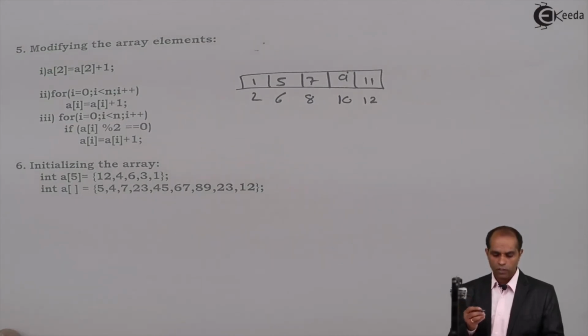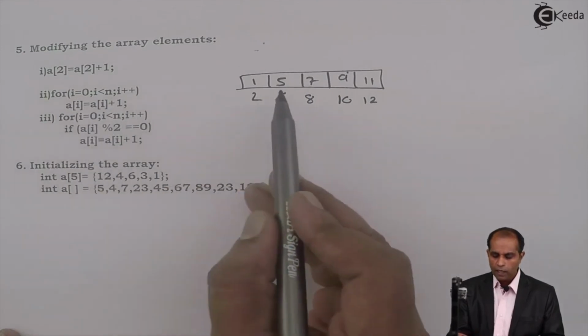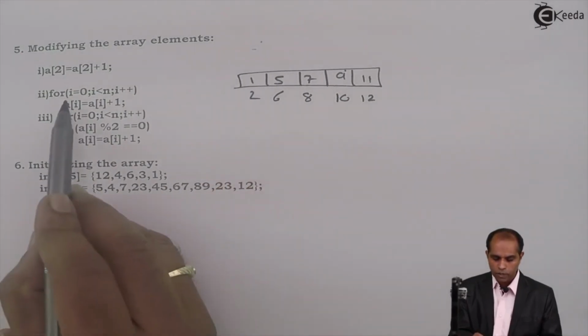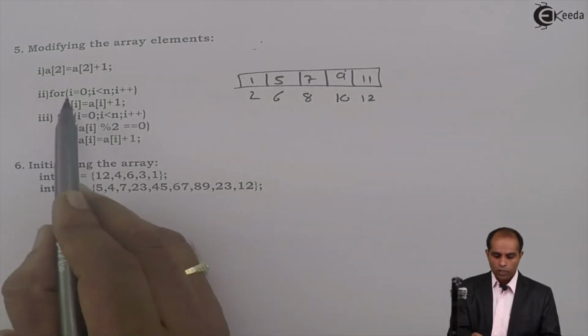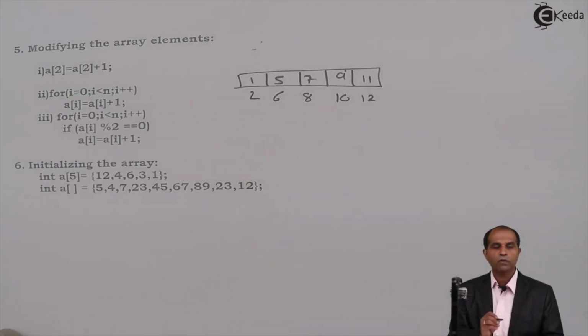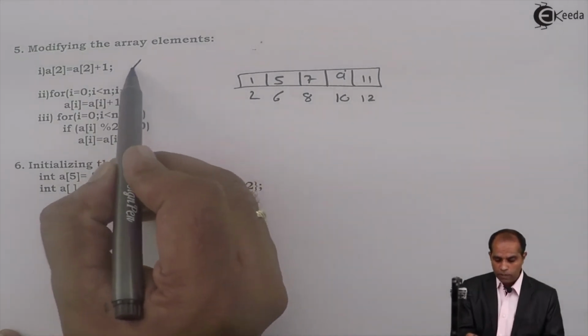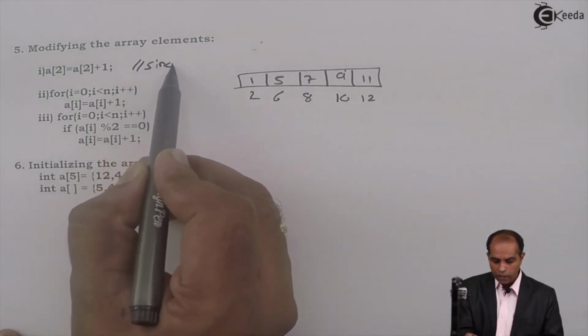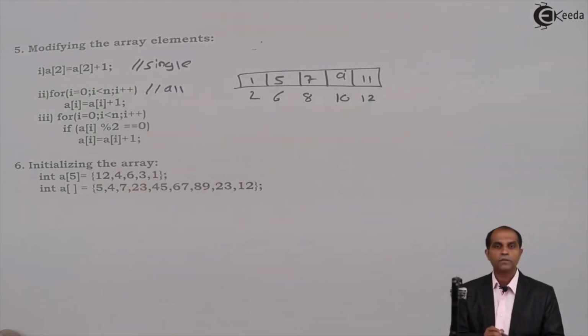In that case, I can use a simple for loop. I'll go from 0 to n and change every element. So when I substitute i as 0, a of 0 equals a of 0 plus 1. When I substitute i as 1, a of 1 equals a of 1 plus 1. So here, I'm not modifying all the elements, I'm modifying a single element. And here, I'm modifying all the elements of the array.